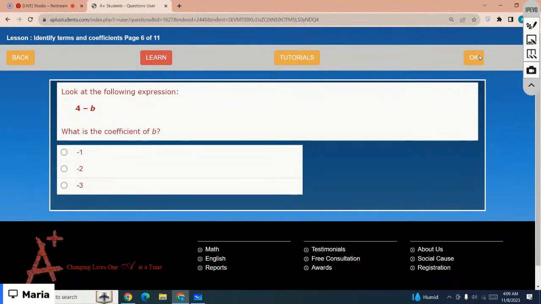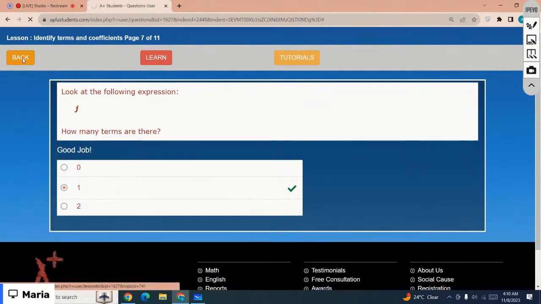Look at the following expression. What is the coefficient of b? So which is the correct option? Yes, the coefficient of b is minus 1. The correct option is minus 1. Look at the following expression. J. How many terms are there? That is simply J, right? Only one. Okay, you can complete the lesson by yourself later today.